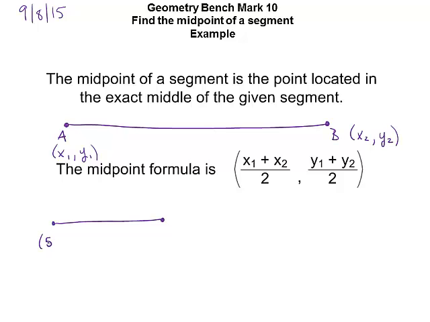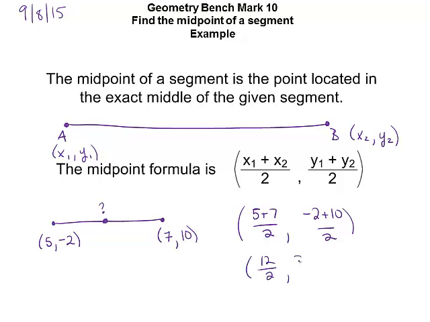and say this endpoint is 5, -2, and this endpoint over here is 7, 10. Just random. To find the midpoint, 5 plus 7 divided by 2, -2 plus 10 divided by 2. So that's 12 divided by 2 and 8 divided by 2. So 6, 4. So that's the coordinates for that midpoint, which would be equally distant between the two ends.